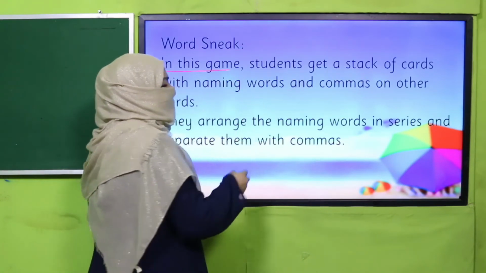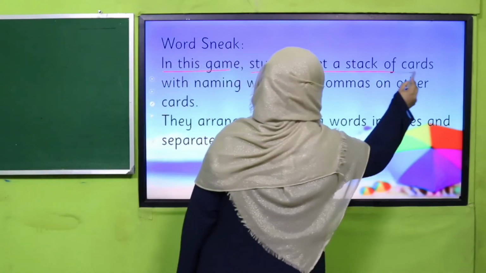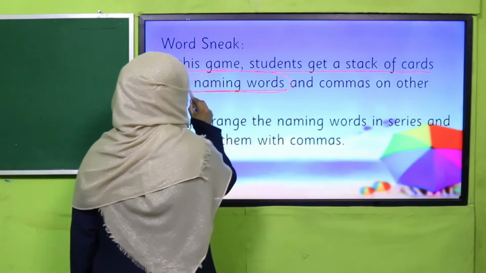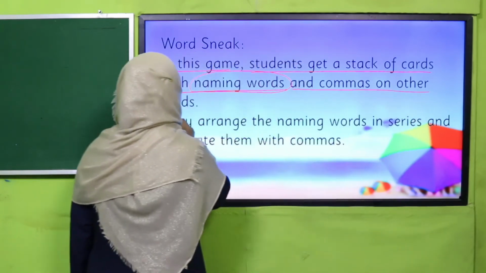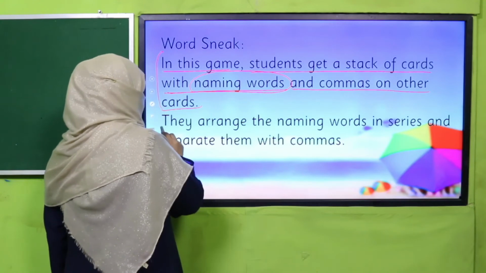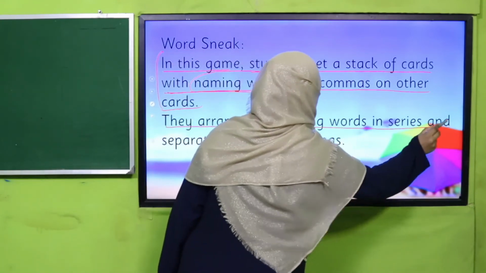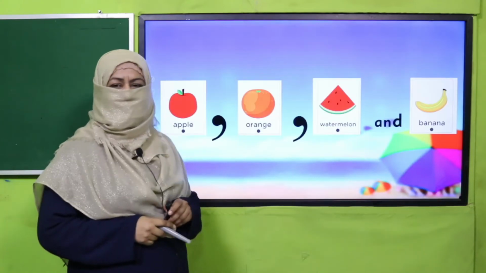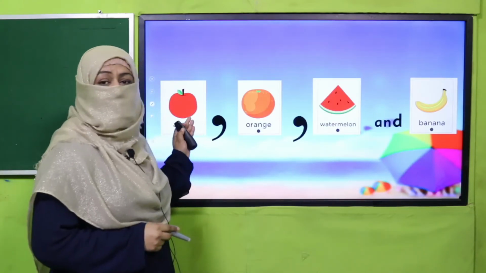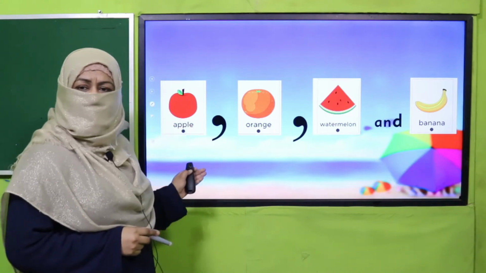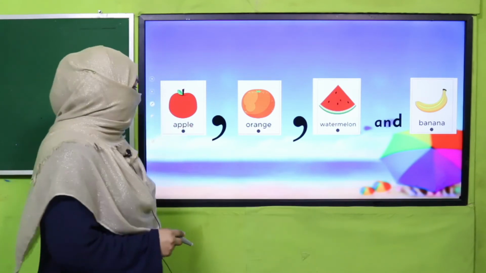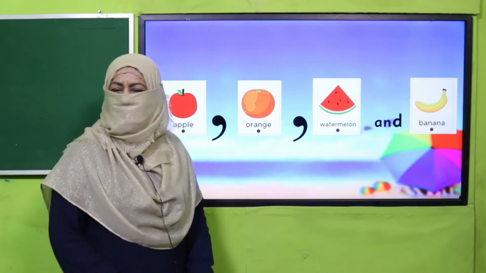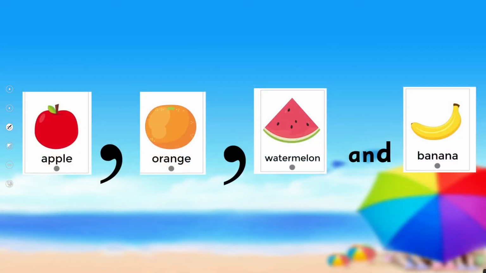In this game, this is a fun way of learning. Students get a stack of cards with naming words. So your teacher will give you cards with naming words, and there will be commas on other cards. Students will arrange the naming words in series and separate them with commas. Teachers, you can provide them pictures and names as well, but names must be written, and students will arrange them, put commas, and complete the sentence. So pause the video, enjoy this beautiful activity and then come back.